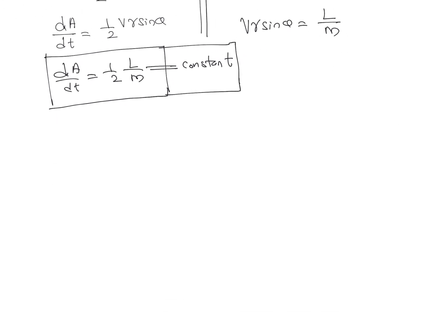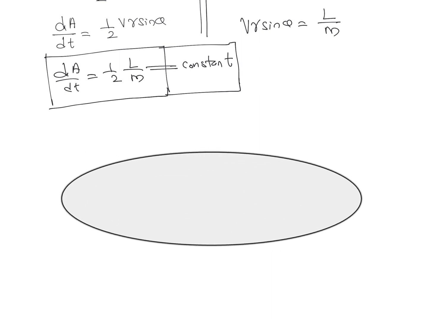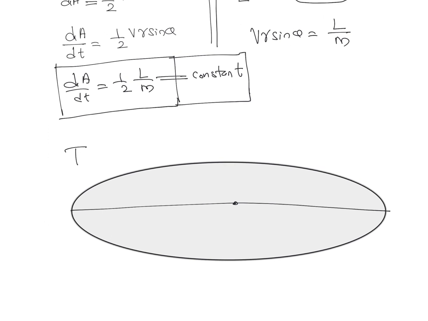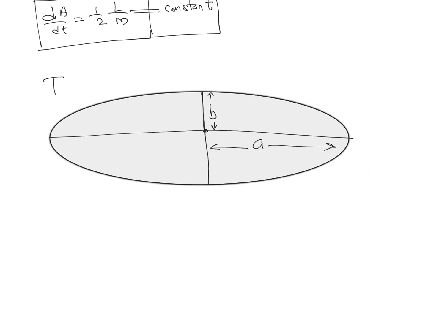Now if you are considering a situation where a planet covers one full rotation, that means if a planet starts from this point and completes one full rotation, let's say the total time taken for its rotation is nothing but T. For this planet we know that this is known as its major axis, and half of this major axis we call the semi major axis. It is represented by small letter a, and this is known as the minor axis, and half of this is the semi minor axis, represented by b.